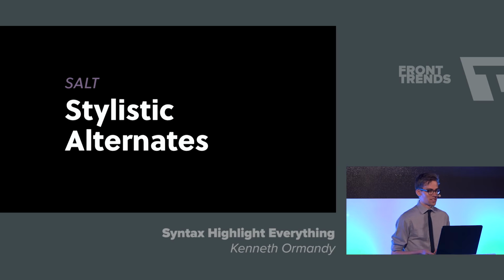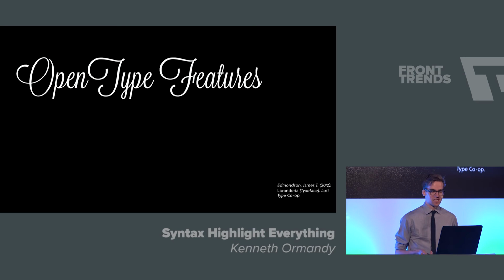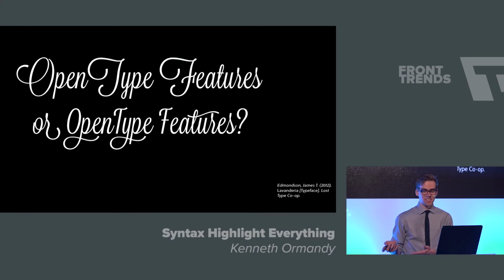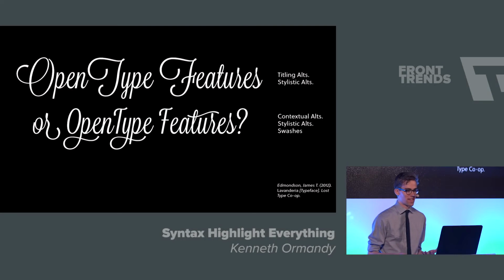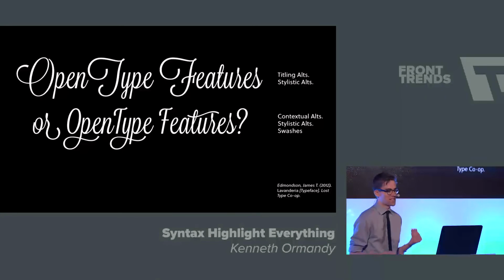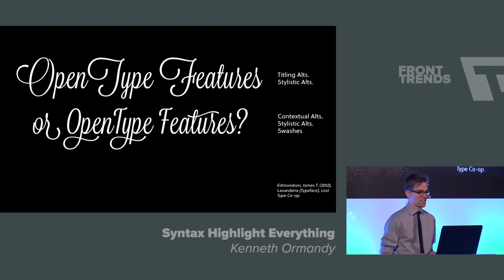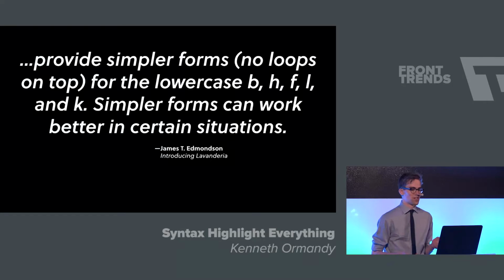And that one feature I did want to tell you more about as well is stylistic alternates. We're looking at the typeface Lavanderia again. This phrase, I've set again with completely different OpenType features. This is the same typeface twice, but by enabling different OpenType features, we can get a very different character from it. So the first example has titling alternates and stylistic alternates, and the second one has contextual and stylistic alternates and swashes.